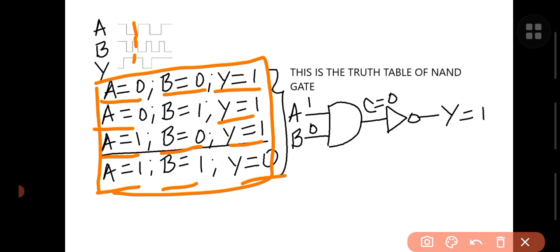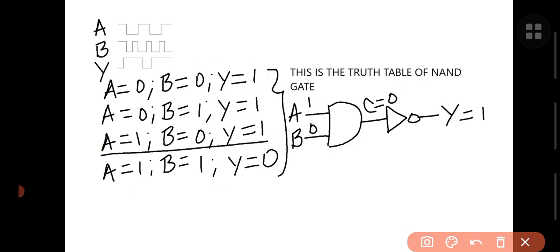What does this represent? This is the truth table of the NAND gate. Truth table of the NAND gate is given here. This is the logic gate, NAND gate. For example, when A equal to 1, B equal to 0, we should get Y equal to 1. The output of the AND gate will be 0, and that is inverted. We get output of the NAND gate Y equal to 1.